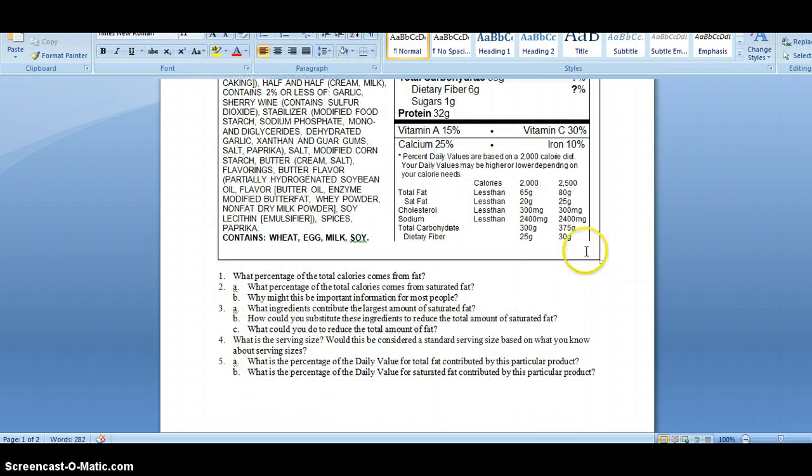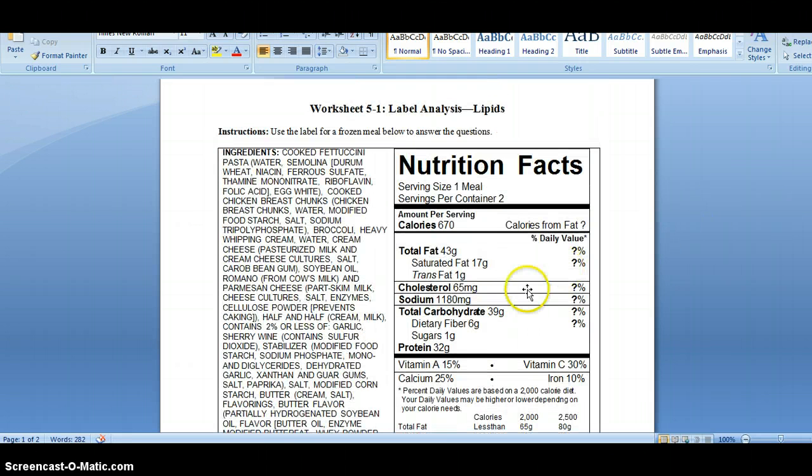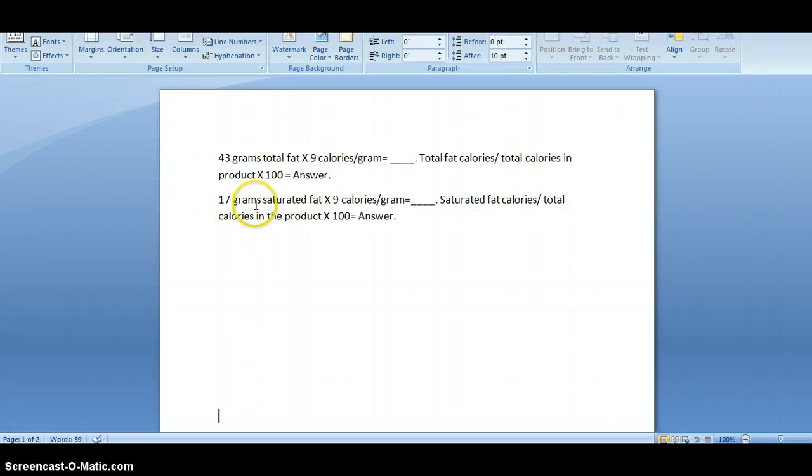The next question is, what percentage of the total calories comes from saturated fat? So you go back and look on the product. Your grams of saturated fat is obviously 17 grams. You take your 17 grams of saturated fat, multiply it by 9 calories per gram, and that will give you your saturated fat calories. Then take your saturated fat calories answer, divide it by the total calories in the product, and then multiply it times 100, and that will give you the answer for that question.